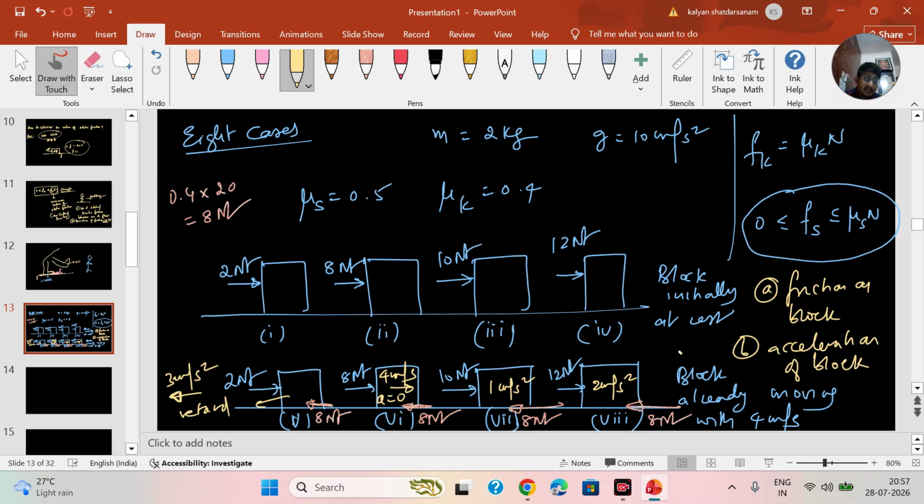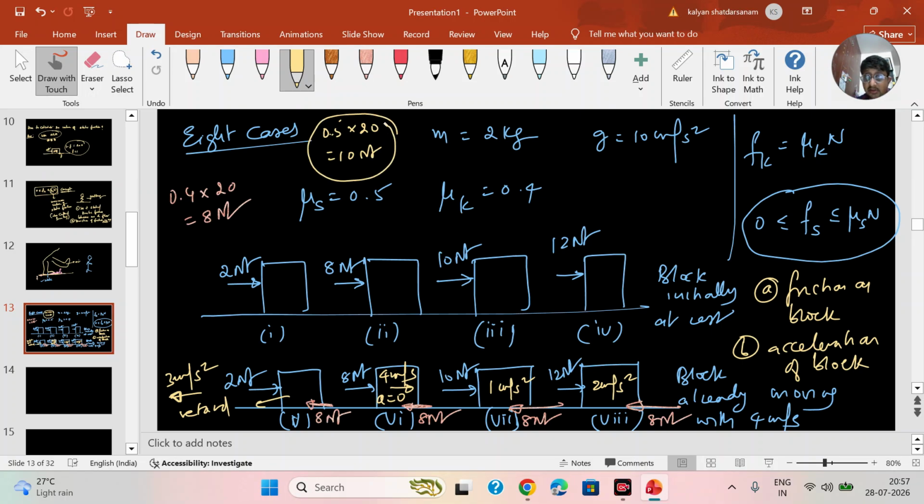In the top four cases, the block was initially at rest. It was not moving. So will it move or not? For that you should know the limiting friction, the bond breaking force. Let's calculate limiting friction. It's μ_s N, μ_s is 0.5. It's given here, right? And N is the same, 20. So 10 Newton is the bond breaking force.